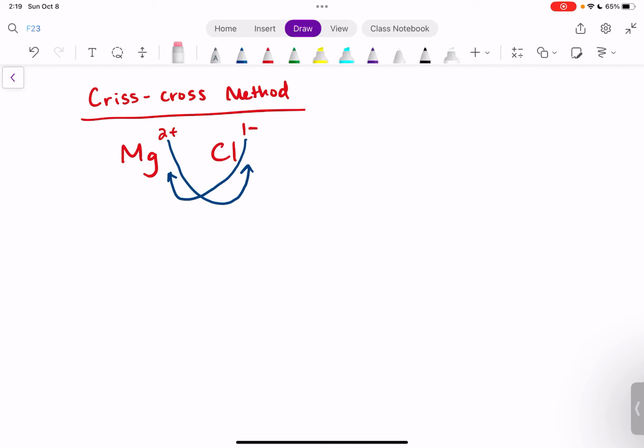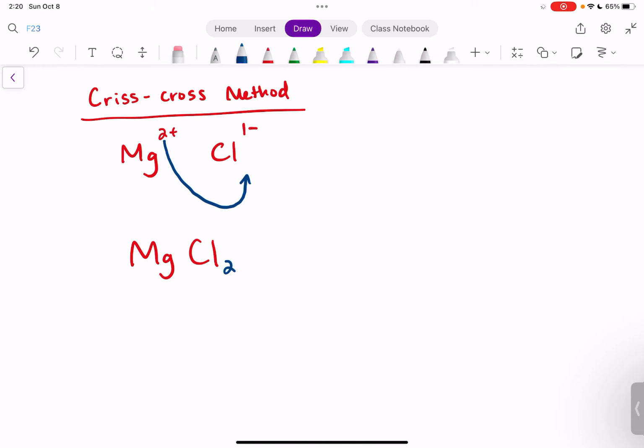So let me show you this step by step. We're going to take this 2 here on magnesium, not the plus sign, because remember, our goal is to write the formula, and the formula is going to be neutral. It's a neutral ionic compound at the end of this. So we're just taking the number 2 and popping it down by the chlorine, like this. Okay, so far that's what we have. We're not done yet.